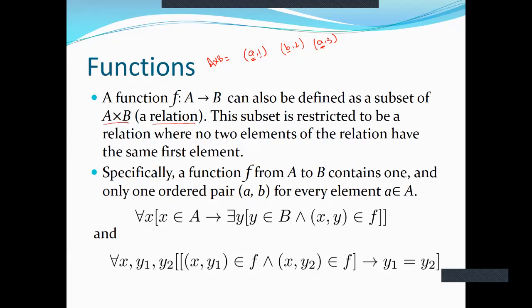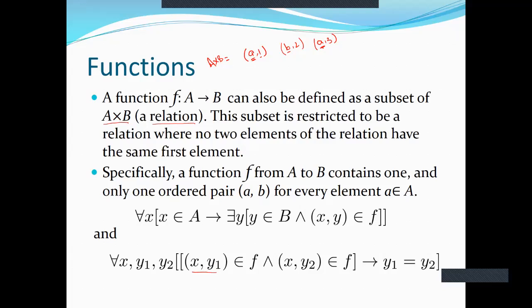And for all x, y1, y2, what does that mean? We have x from the set A, and y1 and y2 from the set B. We have the definition for all x, y1, y2 such that (x, y1), the first ordered pair, belongs to the function, is mapped with the function f.